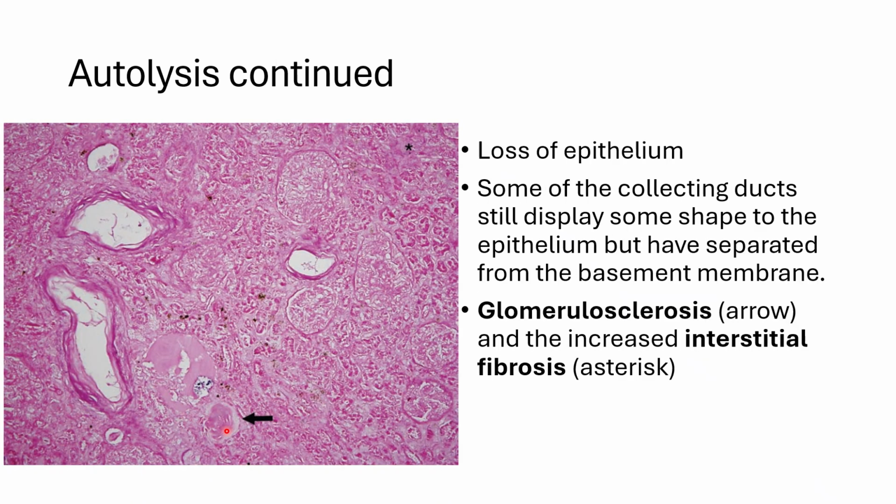So this is the autolysis. There is loss of epithelium. Some of the collecting ducts still display some shape to the epithelium but have separated from the basement membrane. The glomerulosclerosis and the increased interstitial fibrosis is noted here.